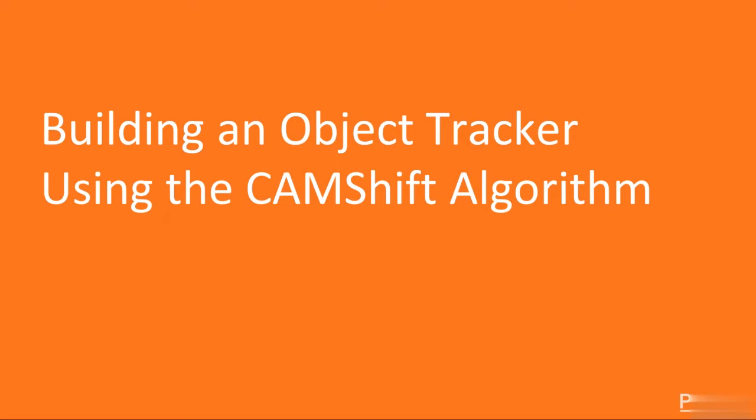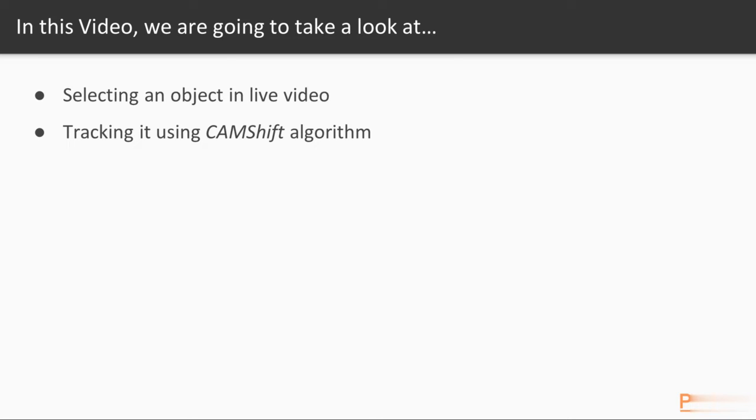Hi, welcome to the video, Building an Interactive Object Tracker using the CAMshift algorithm. Previously, we performed object tracking using background subtraction. Color space-based tracking allows us to track colored objects, but we have to define the color first. This seems restrictive. Let us see how we can select an object in a live video and then have a tracker that can track it.